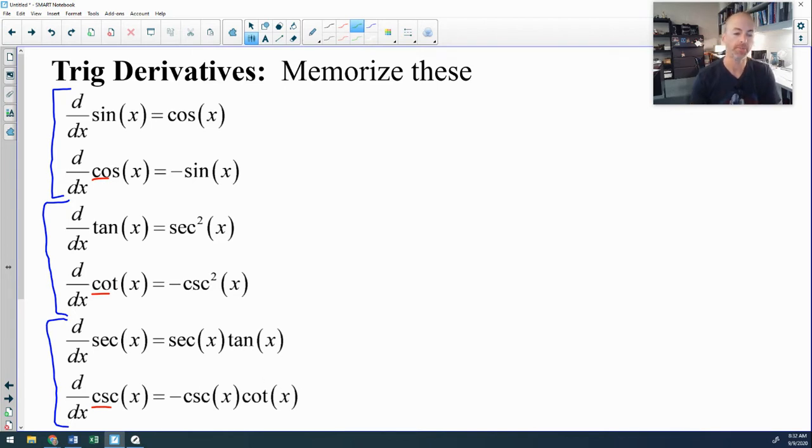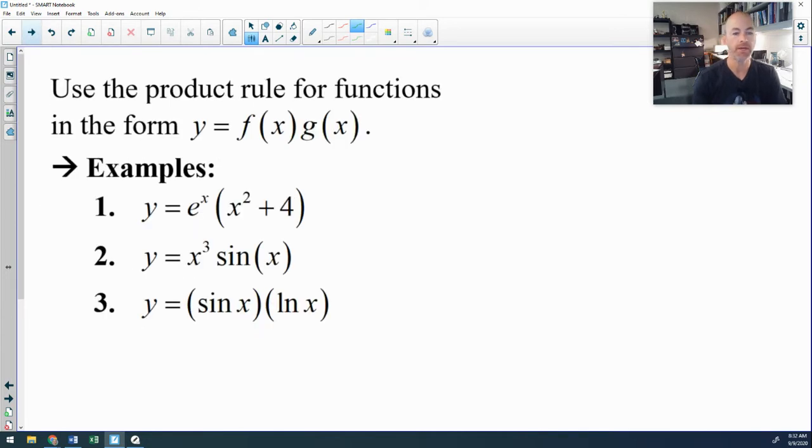So a couple of trends that might help you keep them straight. That said, just memorize them. You're going to be using those all year, literally. You won't stop until after the final exam or the AP exam. So let's move on to the product rule.